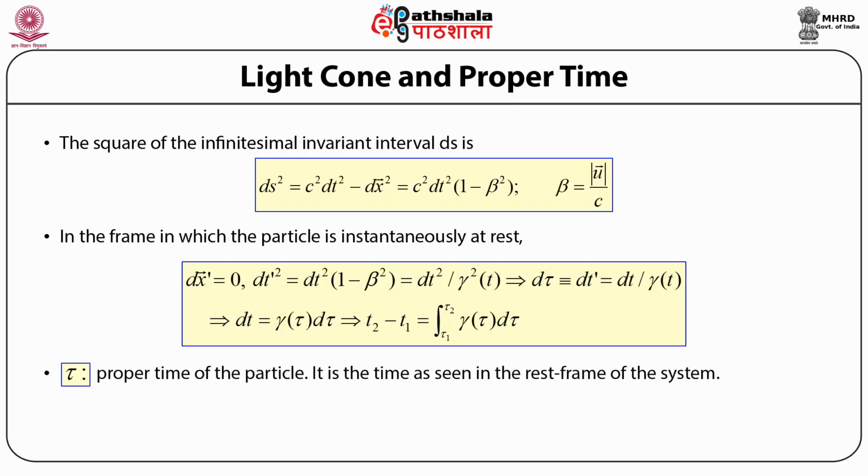Here τ is referred to as the proper time of the particle, and we define this proper time as that time which is seen from the rest frame of reference, or the time coordinate of an event measured in the frame of reference in which the event is at rest.